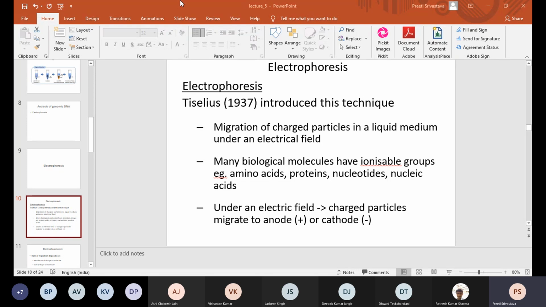What else? Dhwani? Ma'am, electrode potential between cathode and anode. Yes, very good. So that is like field strength. Now one last. Rishita?